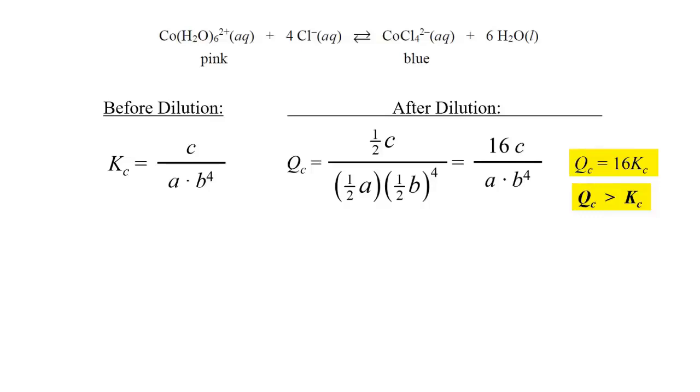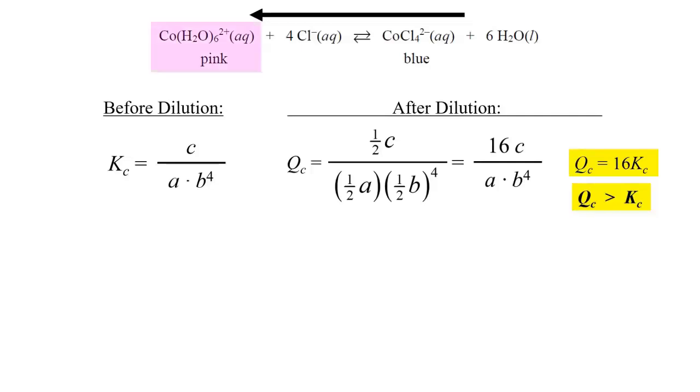And as you've already learned, when Q is larger than K, the equilibrium will shift toward the reactants as there is a net conversion from products to reactants. So the arrow of the direction of the shift would be from right to left, from products to reactants. And what happened?